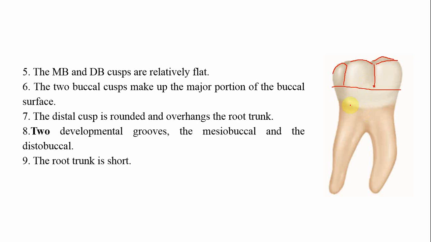Moving to the root outlines, the root trunk is short. It bifurcates about 3 millimeters below the cervical line into mesial and distal roots. The mesial root has a more convex concave outline from the cervical line to the tapered apex, while the distal root usually slants or extends in a distal direction and ends in a more pointed apex.